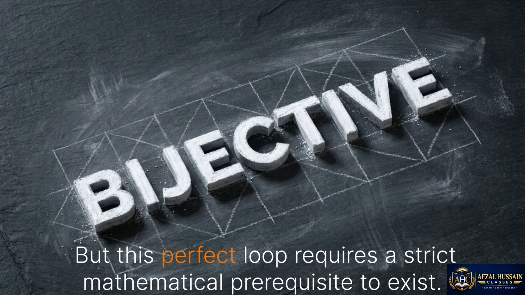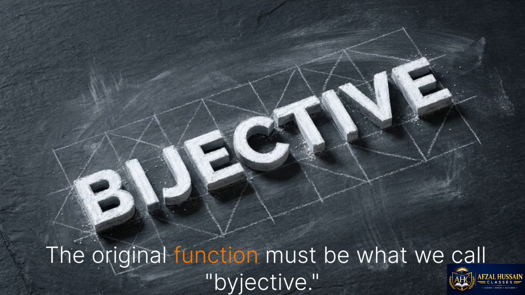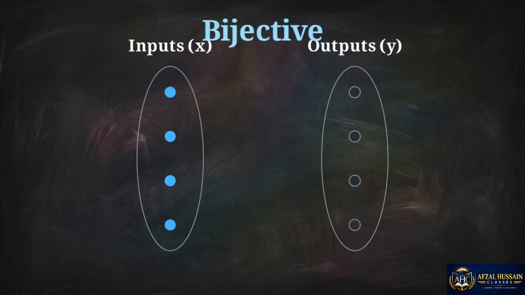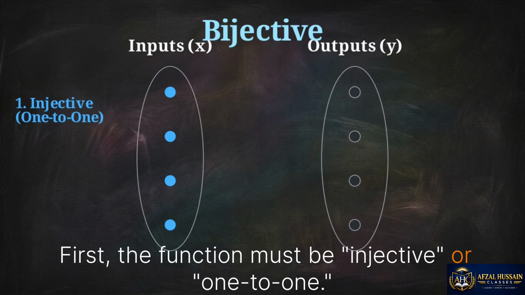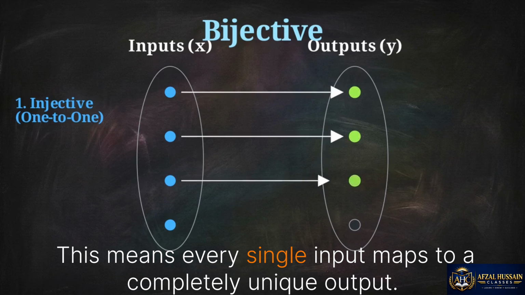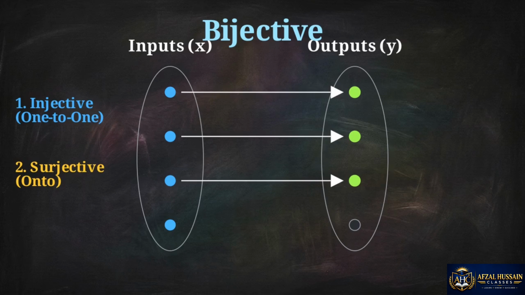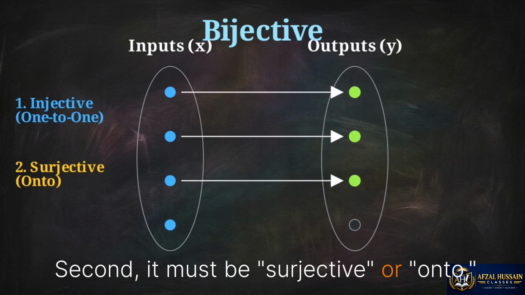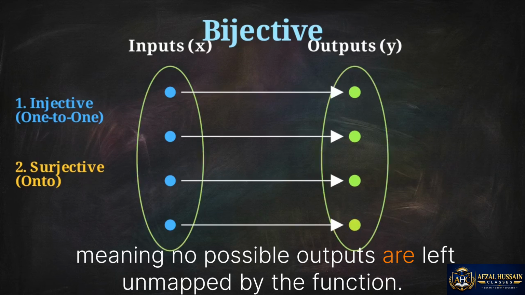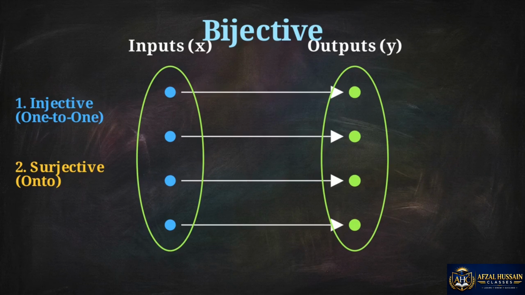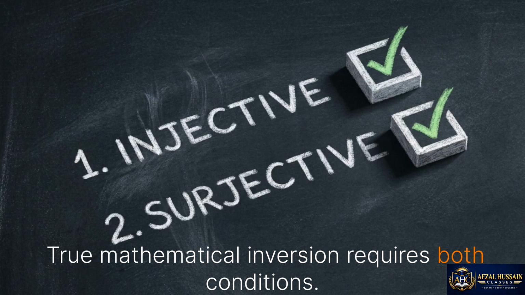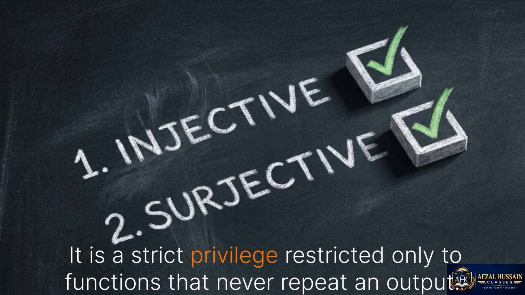But this perfect loop requires a strict mathematical prerequisite to exist. The original function must be what we call bijective. Bijectivity has two parts. First, the function must be injective, or one-to-one. This means every single input maps to a completely unique output. There is no overlapping data. Second, it must be surjective, or onto, meaning no possible outputs are left unmapped by the function. True mathematical inversion requires both conditions. It is a strict privilege restricted only to functions that never repeat an output.